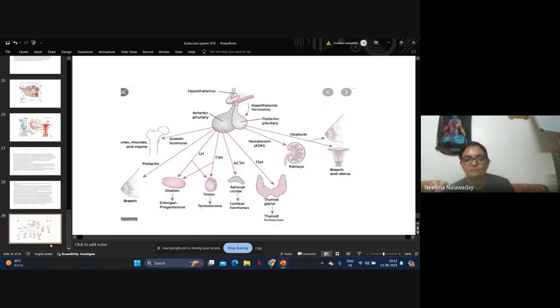The whole mechanism is in this diagram. You can see the hypothalamus, the hypothalamo-pituitary axis. Then the pituitary is sending hormones towards the target glands: growth hormone, breast, prolactin, ovaries, testes, luteinizing hormone and follicle stimulating hormone. Ovaries are producing estrogen and progesterone. Testes are producing testosterone. The pituitary is sending adrenocorticotropic hormone towards the adrenal cortex, cortical hormones, and we saw neurotransmitters like adrenaline and noradrenaline being released. Then thyroid stimulating hormone towards the thyroid gland, thyroid hormones T3, T4, calcitonin. Then the posterior pituitary, vasopressin towards kidneys, oxytocin towards breast and uterus. Like that it functions.